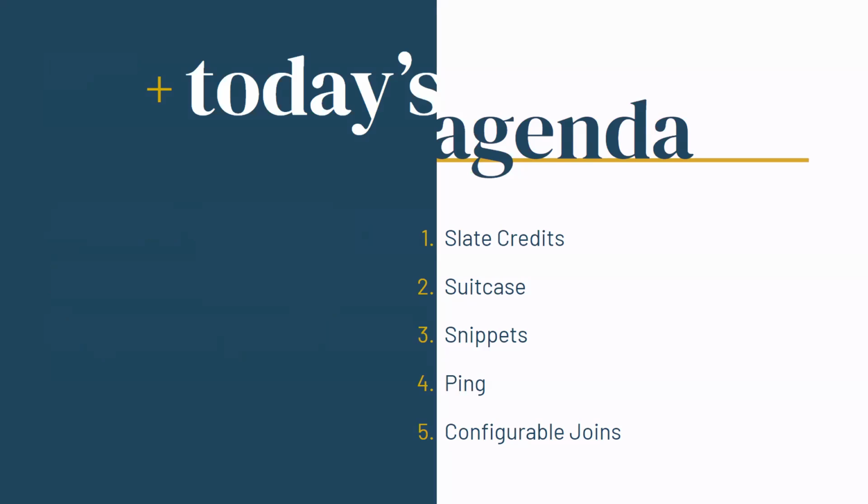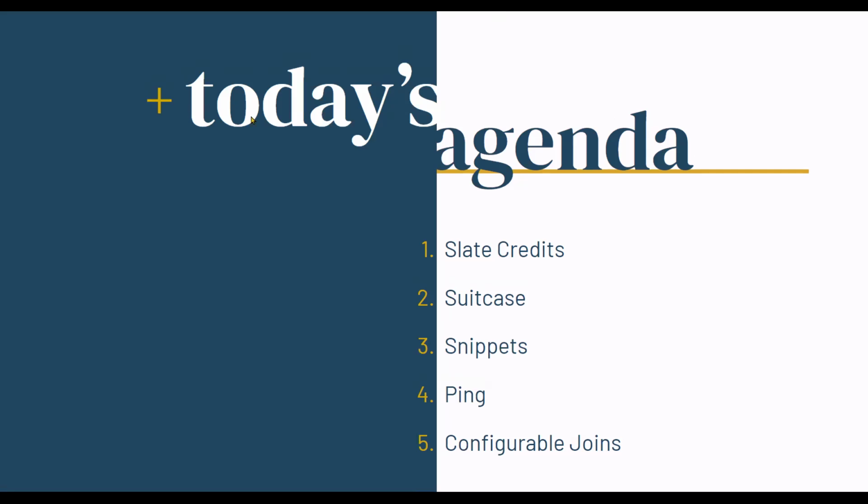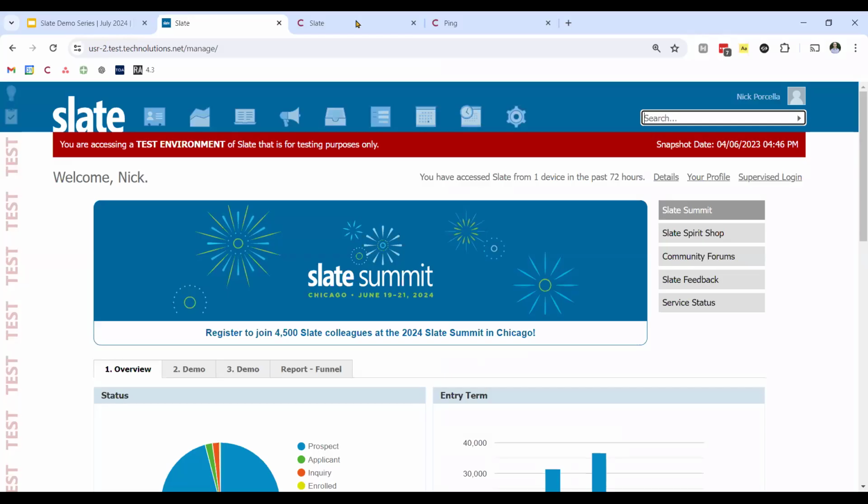So today we'll walk through Slate credits, suitcase, snippets, ping, and configurable joins, which in my opinion is the most relevant. For this, let's dive out into a database. And we'll make sure that we're still shared. All right. We are in our test environment now.